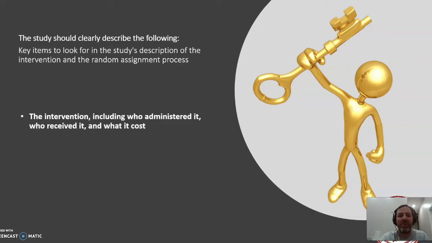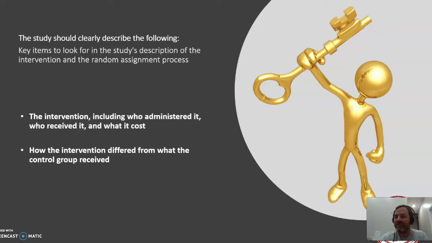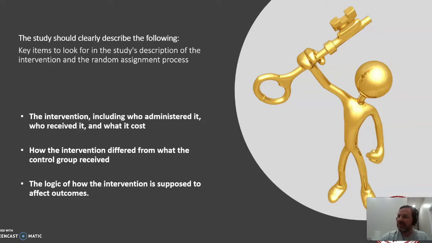The intervention, including who administered it, who received it, and what it cost, how the intervention differed from what the control group received, and the logic of how the intervention is supposed to affect outcomes. So for example, a randomized controlled trial of a one-on-one tutoring program for beginning readers should discuss items such as who conducted the tutoring, like certified teachers, paraprofessionals, or undergrad volunteers, what training they received, what curriculum they used to tutor, and other key features of the tutoring sessions, like daily 20-minute sessions over a period of 6 months, etc.